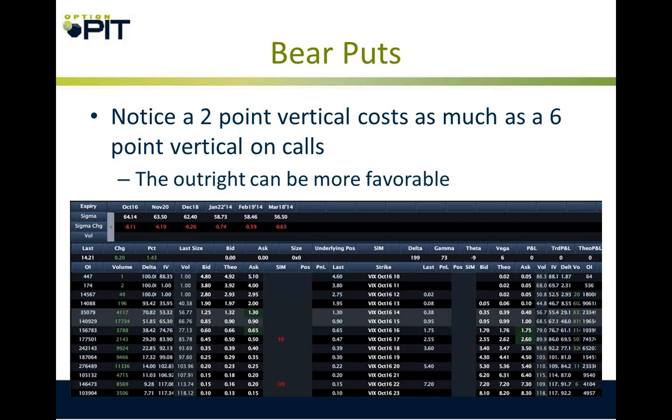All right, so one thing to look at, these bear puts. Notice a 2-point vertical in a put spread costs about as much as the 5-point vertical does in the call spread, or more. So that skew can work to your advantage, but the way they just destroy volatility on the low end.